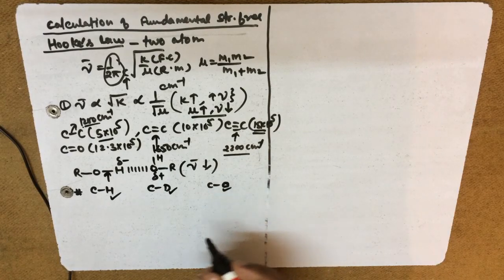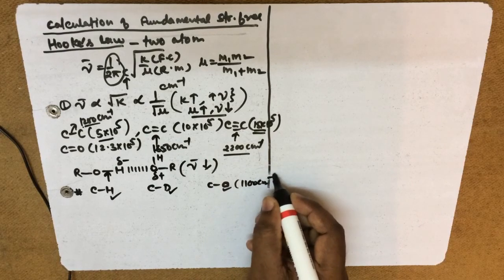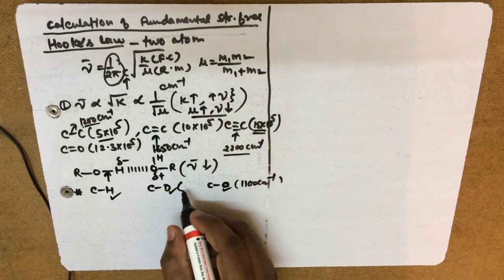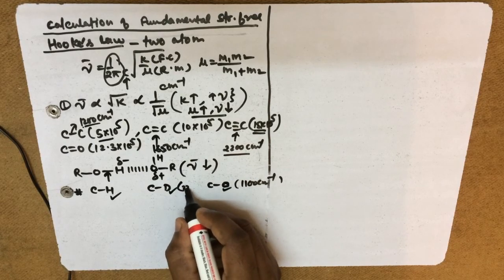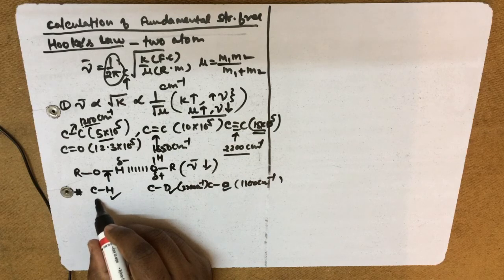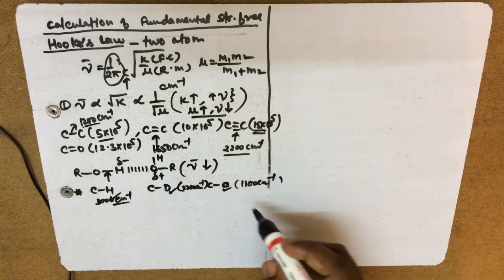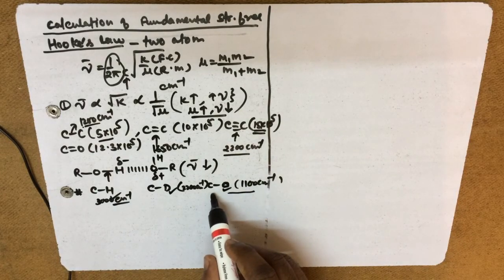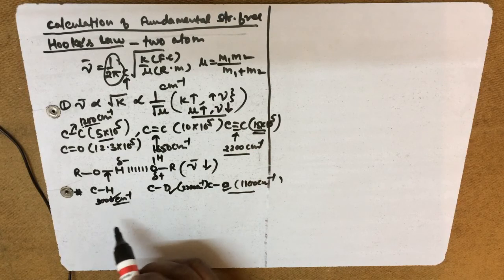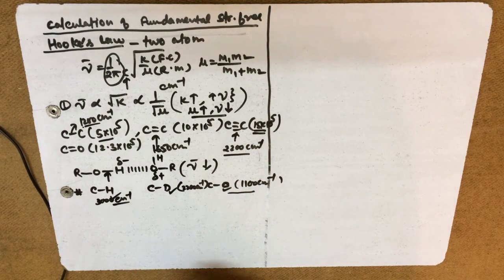Okay, so here the reduced mass is increasing, that's why stretching frequency is decreasing. For this, the stretching frequency is 1100 centimeters, for this it is 2200 centimeters, and for this it is around 3000 centimeters. As I told, if the reduced mass increases, CO rather than CH, then stretching frequency will decrease. So this is the general theme of how stretching frequency decreases.